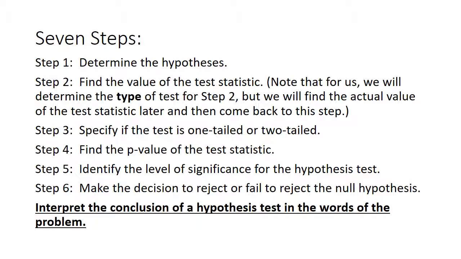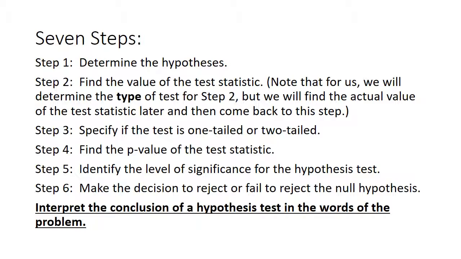Specify if the test is one-tailed or two-tailed. We use our alternative hypothesis to tell us this, and this helps us figure out how to conduct the test in our calculator. Find the p-value of the test statistic. That is the probability of getting our results if the null hypothesis is true. And again, the calculator will do this for us as long as we pick the correct test and enter the correct information.